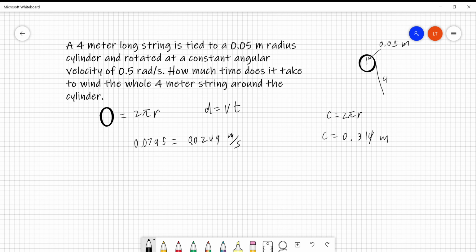So now that we have that, we have a distance, which is 4 meters. We have the velocity, which is 0.0249 meters per second, and we just have to solve for time. Do some division. And that gives us time is equal to 160.08 seconds.